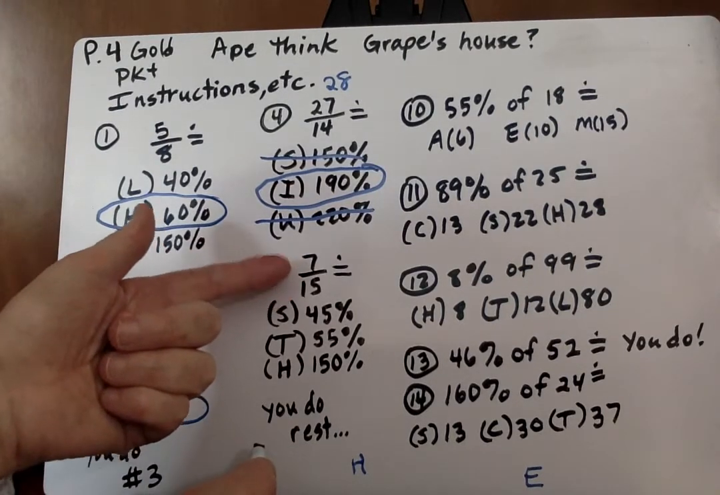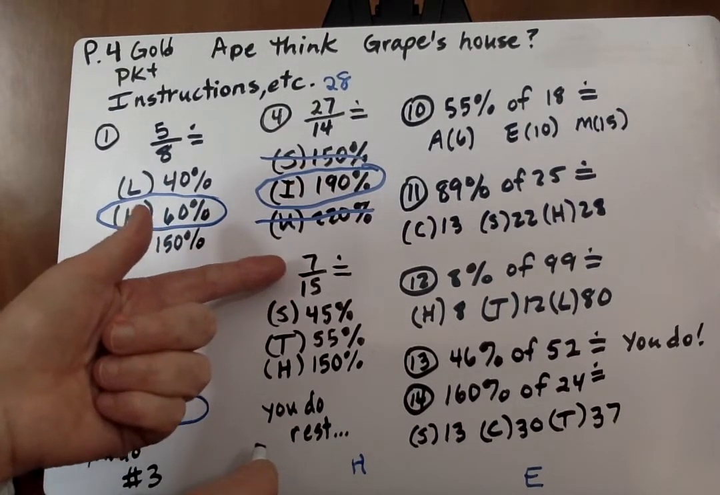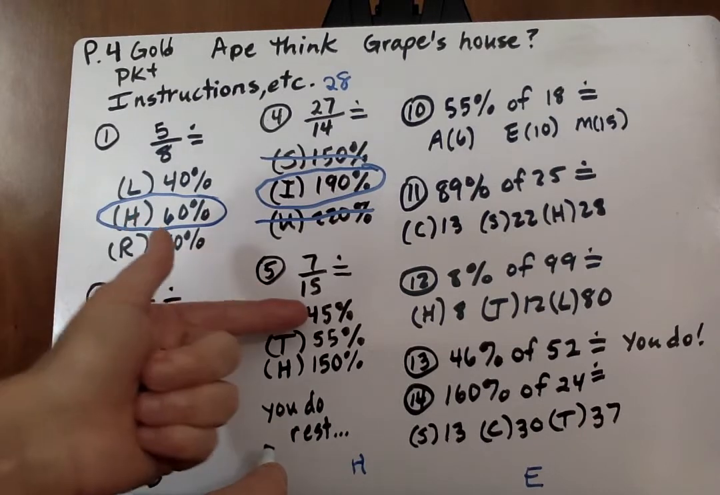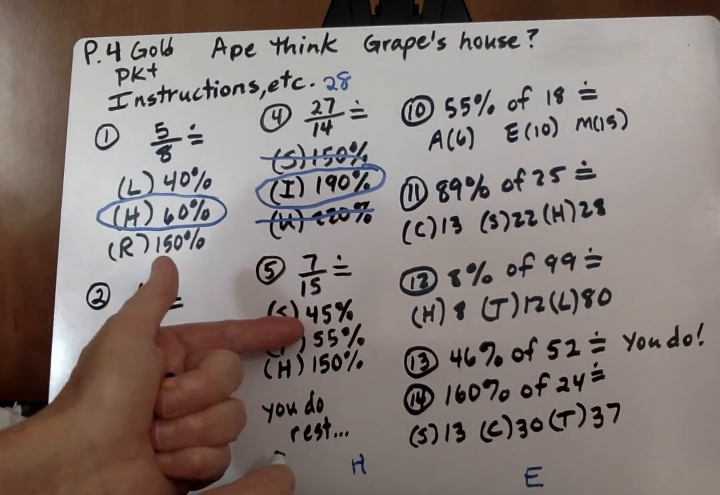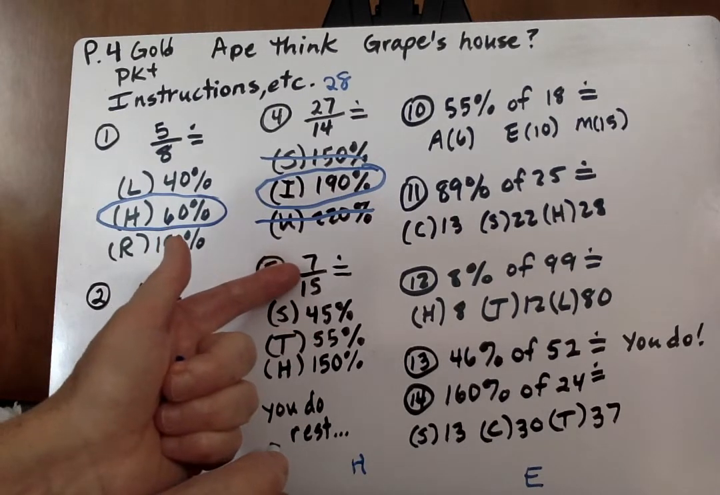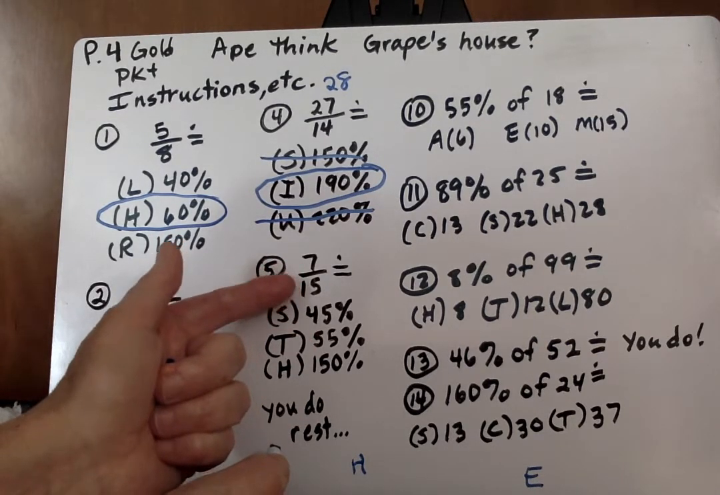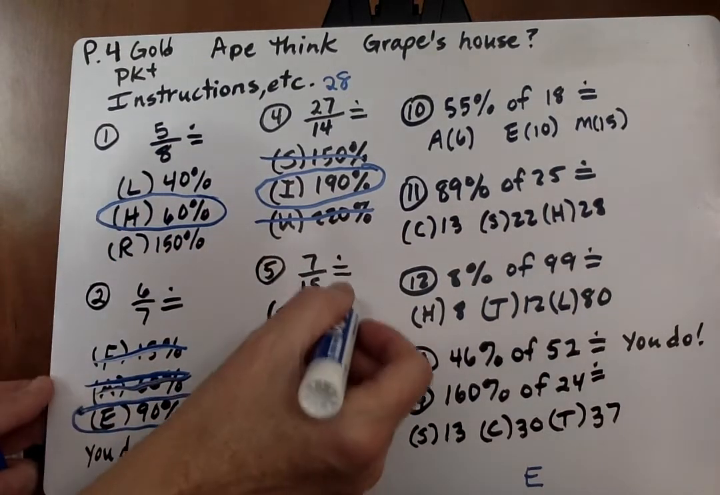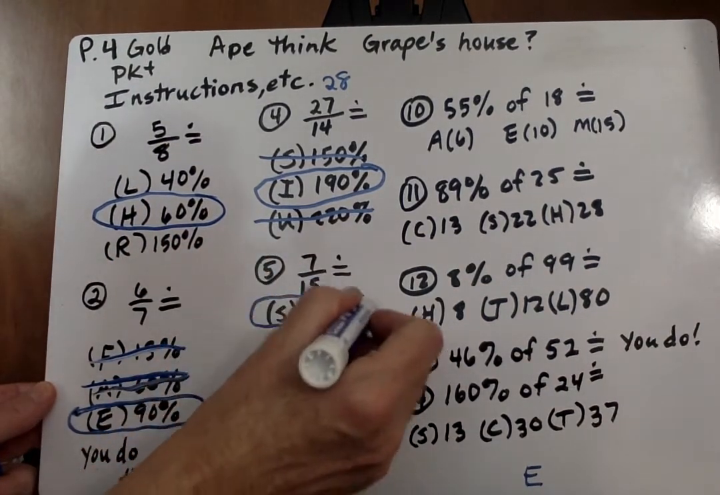7 out of 15, that's about half. Is it above half or below half? Because we have 50% is half. 45 is below half, 55 is above half. 7 is just below half of 15 because half of 15 is 7.5. So I'm going to have to go with S right here on this one.